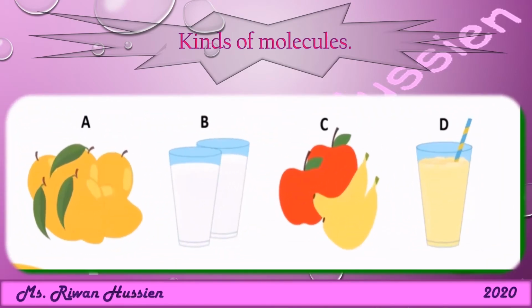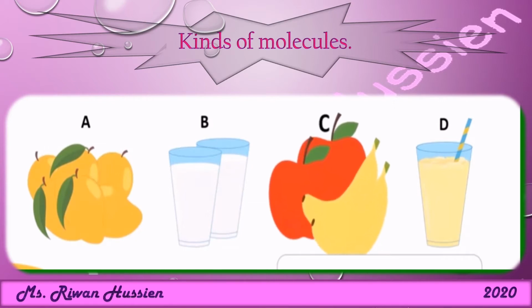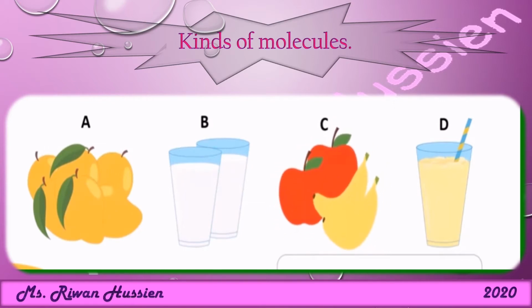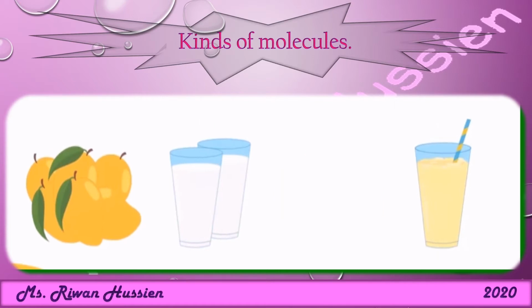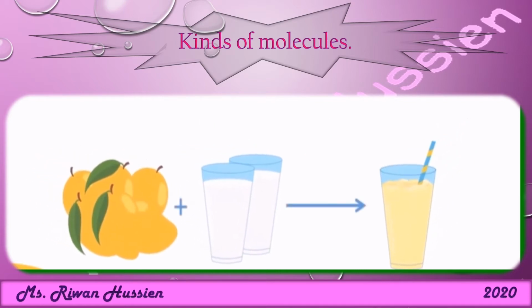Let's have a look at these items. What difference do you see in these four items? Group A and B contain only one type of item each, that is mangoes and milk. On the other hand, Group C has two items in it. The milkshake in Group D is made up of both mangoes and milk.